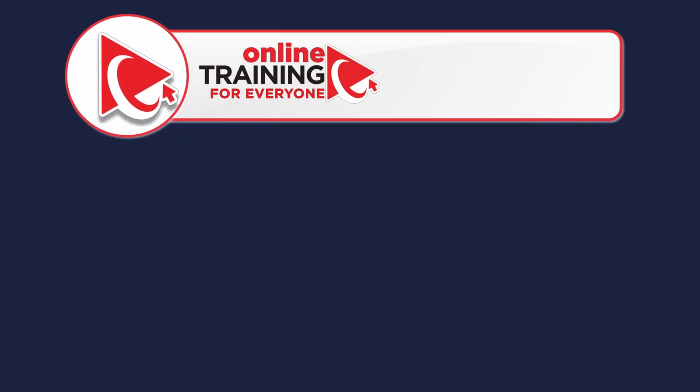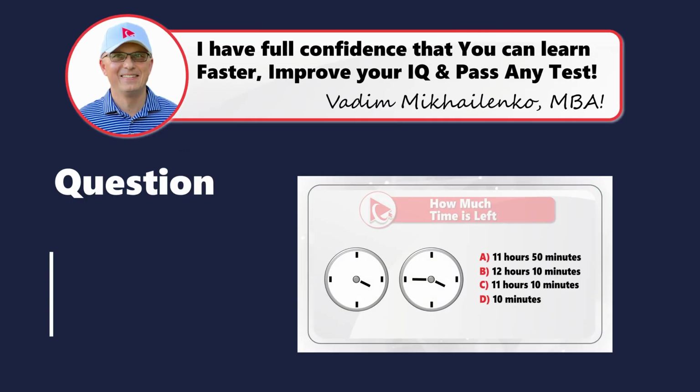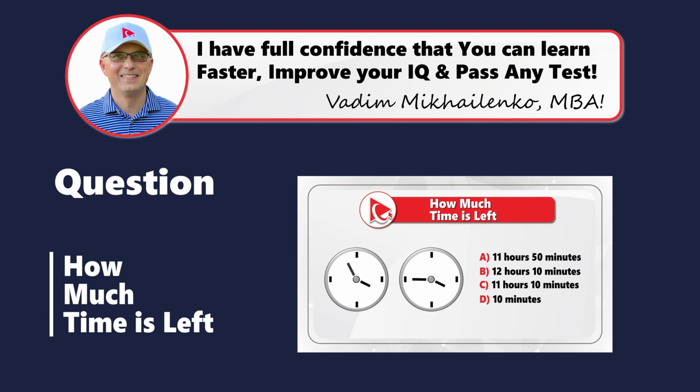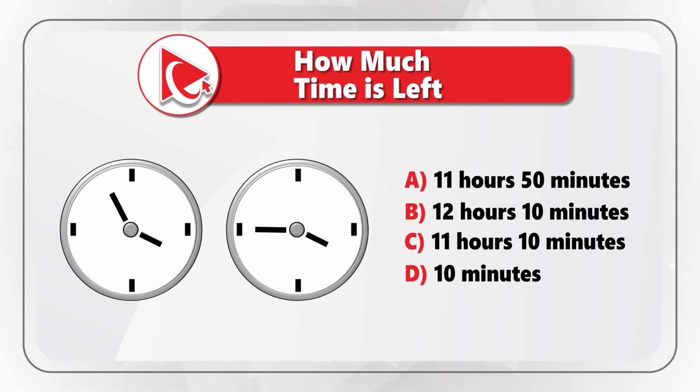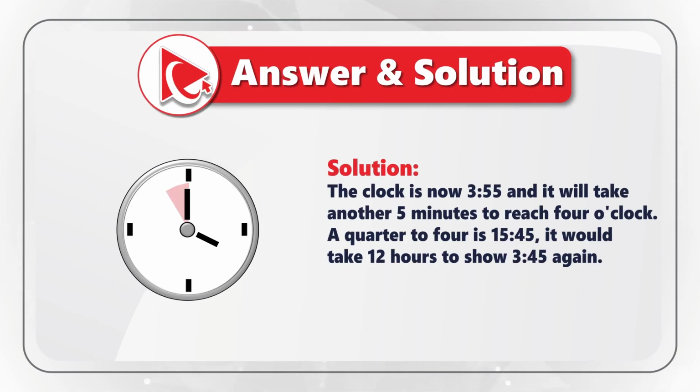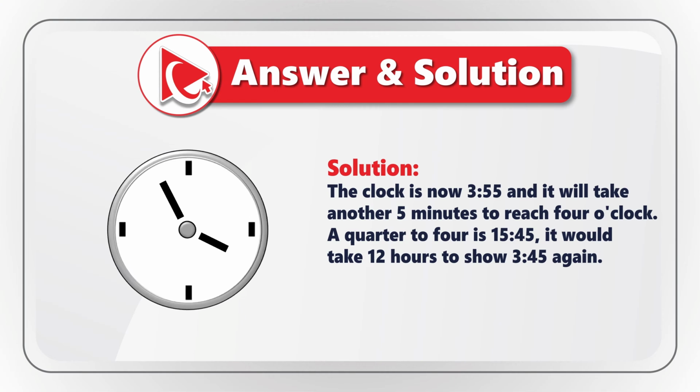I'm moving forward to share with you my version of the answer. And if for whatever reason you think the answer should be different, please make sure to post your answer, solution, and rationale in comments. Let's first determine how much time is actually on the clock. Based on the description, it will take another 5 minutes for the clock to strike 4 o'clock, which means that the clock now shows 3:55.